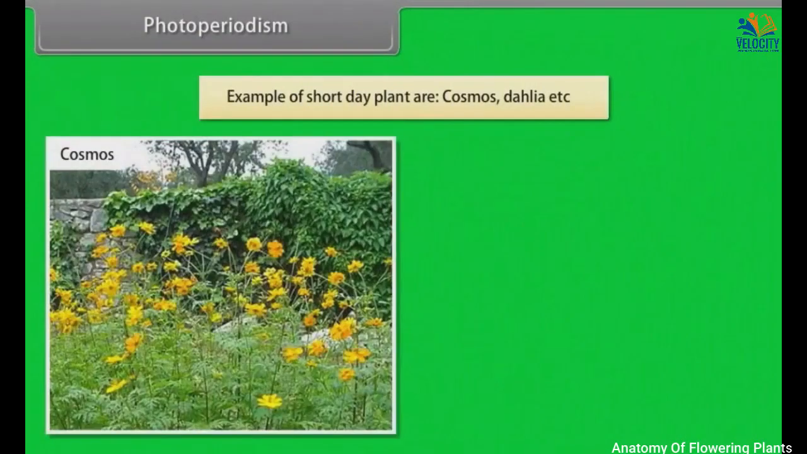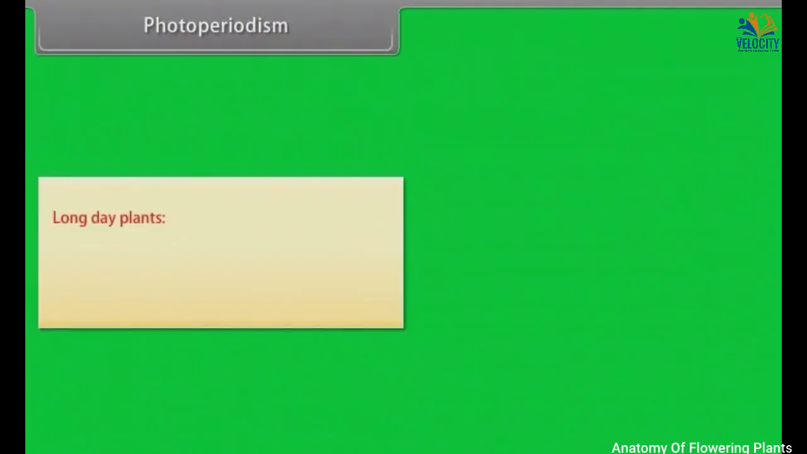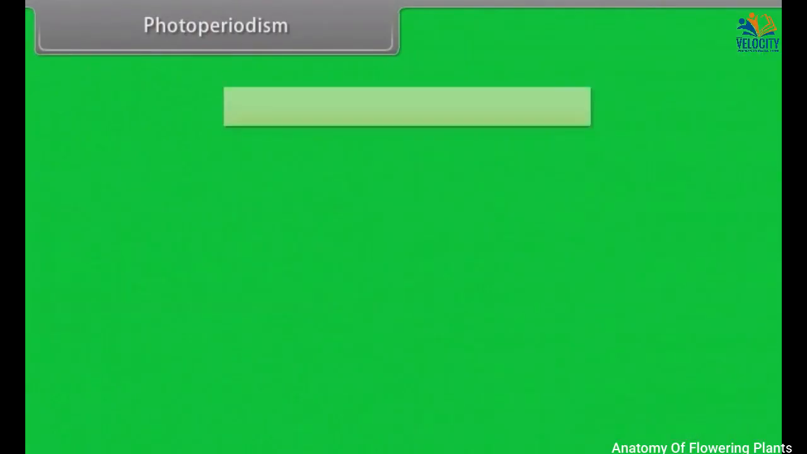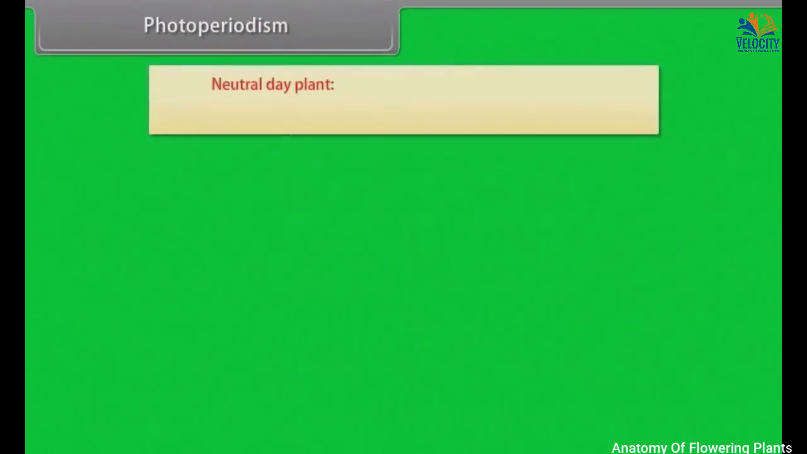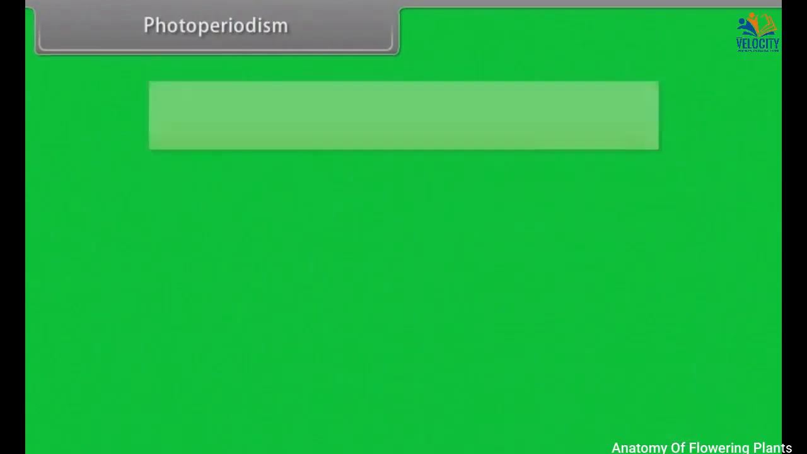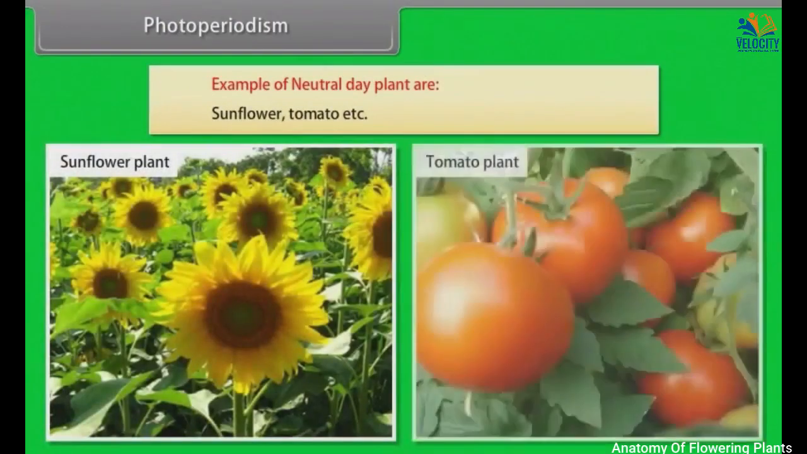Examples of short day plants are Cosmos, Dahlia, etc. Long day plants. These plants induce flowering when day length exceeds critical day length. Examples of long day plants are barley, sugar beet, etc. Neutral day plants. These plants flower regardless of the exposure to light. Examples of neutral day plants are sunflower, tomato, etc.